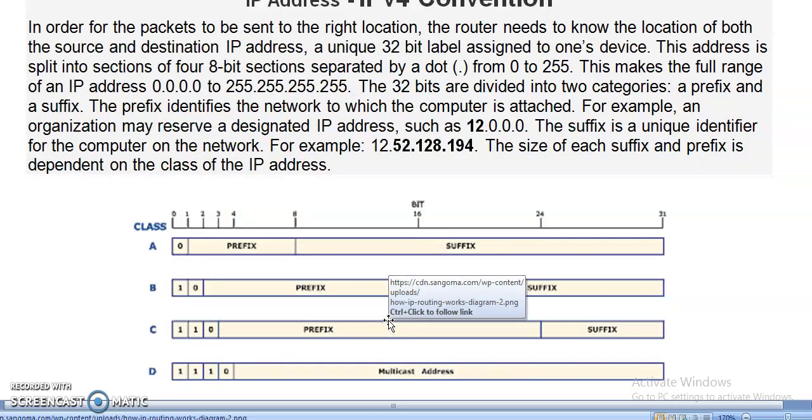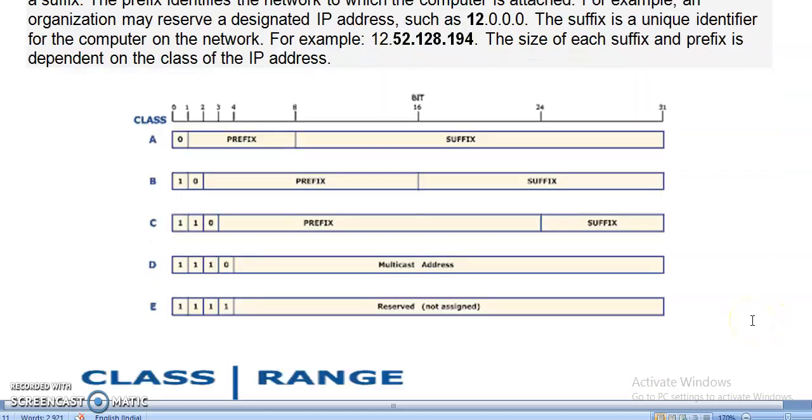In class C, the first 3 octets are the prefix and the last octet is the suffix. Classes D and E, as told earlier, are used only for multicast addresses and reserved for very complicated research work. So usually we use the A, B and C classes for IP addressing. This is how an IP address is given and how it works.